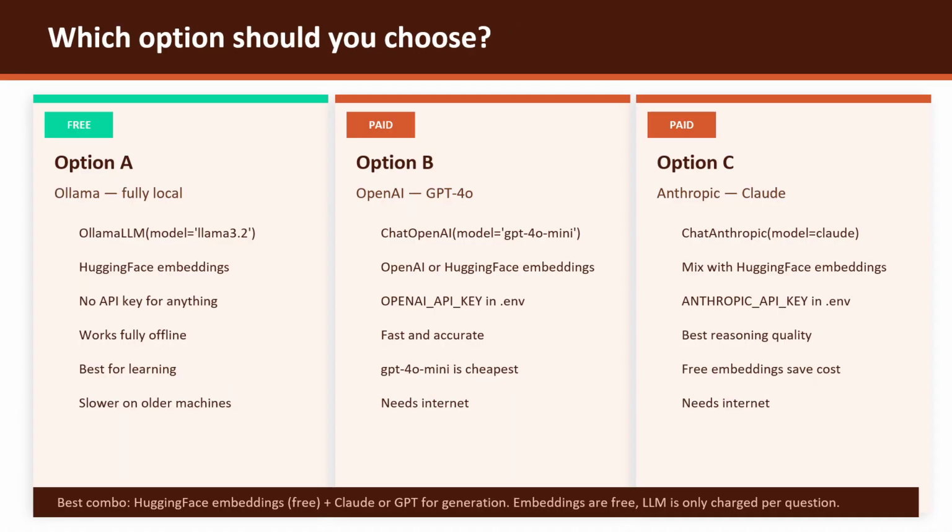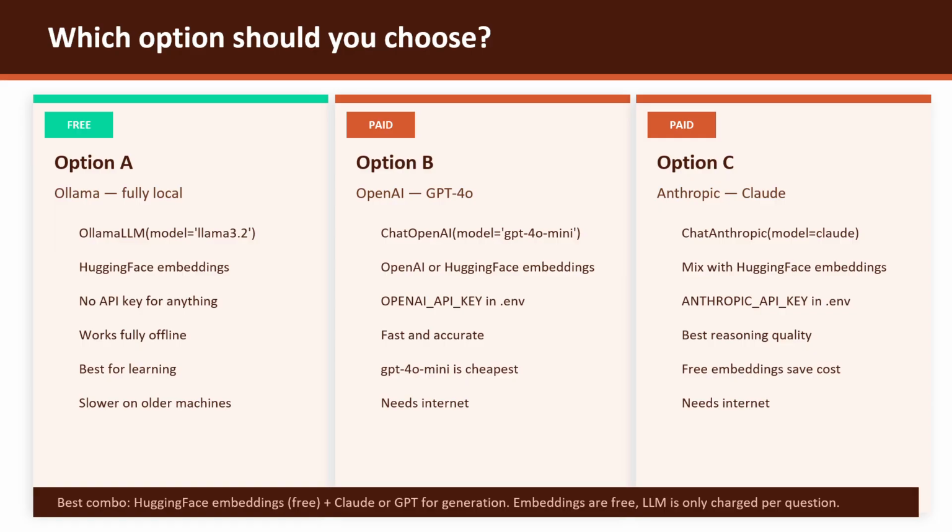Let's compare. Three options, each with a clear use case. Option A with Ollama is completely free and works offline. It is the best choice for learning and development. The only limitation is that older or lower-powered machines may find the local models slow. Option B with OpenAI gives you GPT-4o Mini, which is fast, accurate, and the cheapest OpenAI option. Use this when you are ready to deploy to real users and want a reliable hosted model. Option C with Anthropic gives you Claude, which has particularly strong reasoning and reading comprehension. This is well suited for complex documents where nuanced understanding matters.